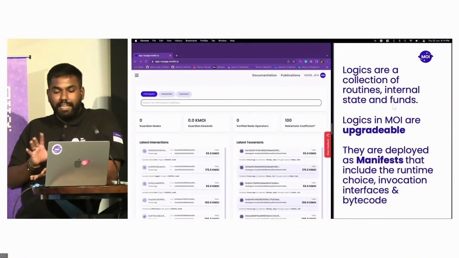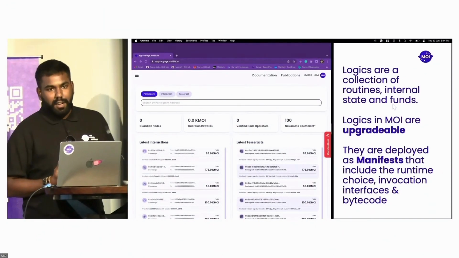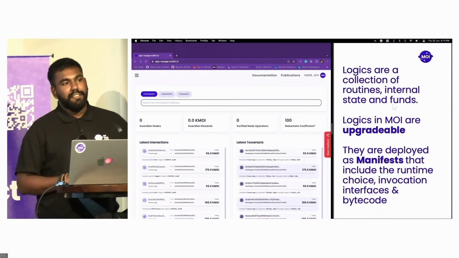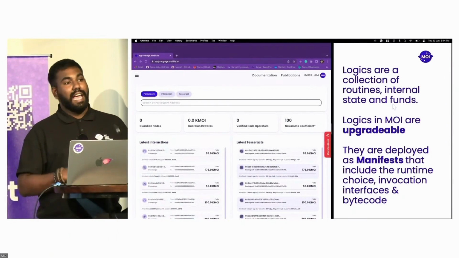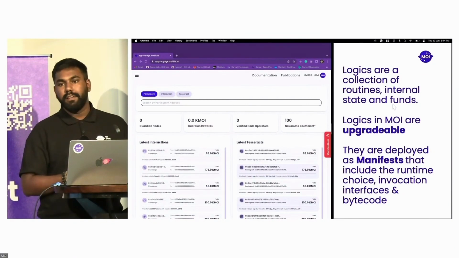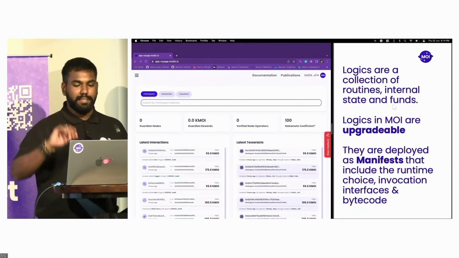Logics are basically just a collection of routines, internal state, and funds, right? This sounds a lot like a smart contract, right? But what makes it different is that logics in MOI, unlike smart contracts in Ethereum or other platforms, can be managed and operated by the people who deployed them. In Ethereum, once a smart contract is deployed, it just kind of becomes part of the system, right?